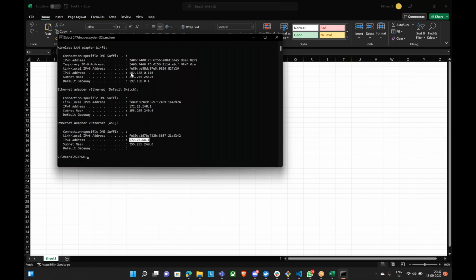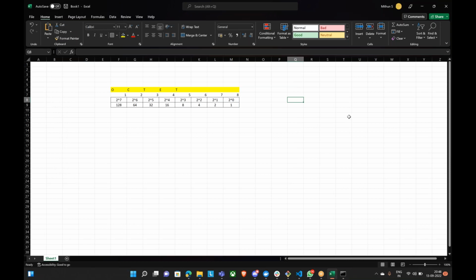And this is the IP address which is assigned to your Wi-Fi adapter. This is for Ethernet, so you can pick this one. Doesn't matter. Okay, so let me take this as an example. So how do we convert it into decimal? Okay, so let me paste it here. Now this is the IP we have.